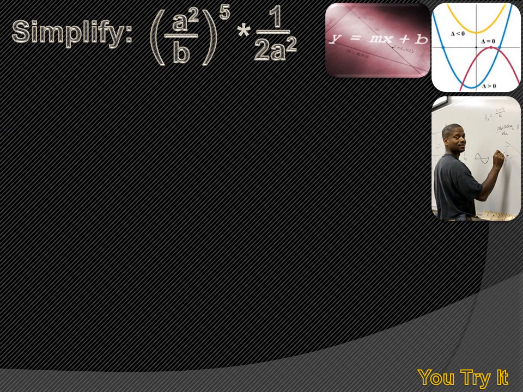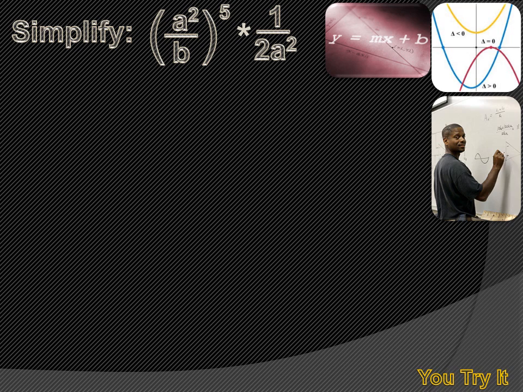Well, this one's fairly complicated, and if you had some problems with it, don't get too upset. Just keep working at this, and it'll all come together. We've got a fairly complicated expression: a squared divided by b, all to the fifth power, times 1 over 2a squared. And we're asked to simplify that.